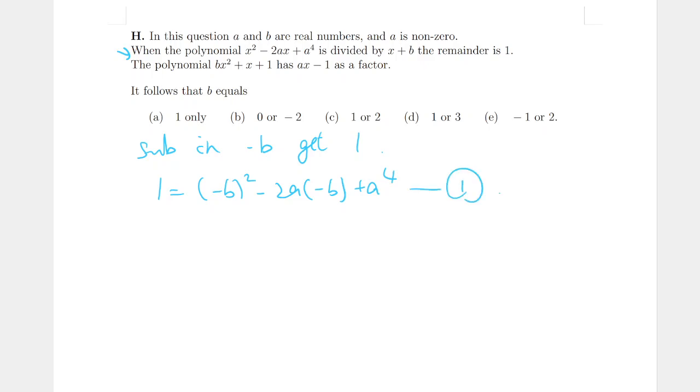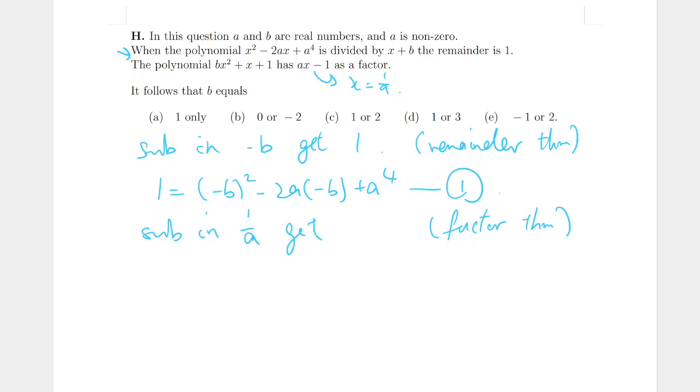Okay, next guy, the polynomial bx squared plus x plus 1 has ax minus 1 as a factor. So again, you want to make the factor 0, so x has to be 1 over a. Jam that in, it should be 0, because it's a factor. Oh, by the way, this should be called remainder theorem, same idea. And then down here, this is the factor theorem. So this is sub in 1 over a, and you should get 0. So 0 equals b times 1 over a squared plus 1 over a plus 1.